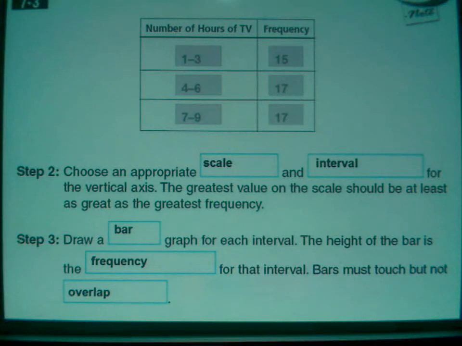When we do that, we're going to need to choose an appropriate scale and interval for the vertical axis. The greatest value on the scale should be at least as great as the greatest frequency. We're going to draw a bar graph for each interval. The height of the bar is the frequency for that interval. Bars must touch but not overlap.